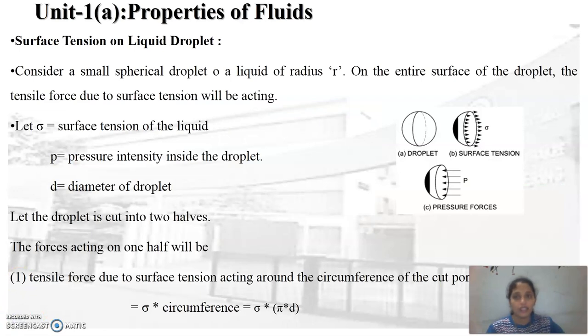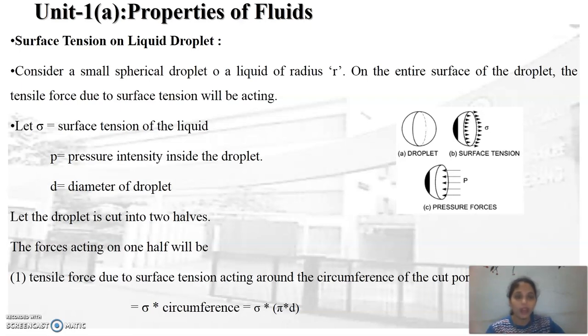Let us derive the expression for surface tension on the liquid droplet. Here we have considered the water droplet, in which the entire surface of the droplet is in contact with the air, and therefore the surface tension is acting on that surface of the water droplet. Let us consider sigma is the surface tension of the liquid, small p is the pressure intensity inside the droplet, and small d is the diameter of the droplet.